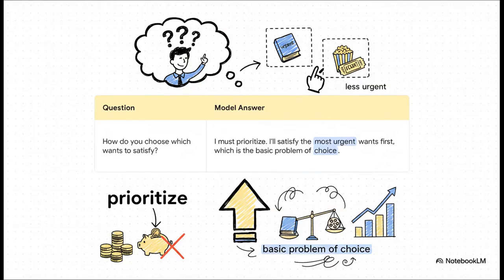All right, exam time. Let's do a quick practice round. A super common question you might get is something like this: How will you choose the wants to be satisfied with limited resources? So what's the perfect answer? Well, it's all about one word: prioritize. You'd say something like, with limited resources, I have to make a choice. I'll buy what's most urgent first, like the textbook for my exam. Then if there's anything left, maybe I'll think about something less important, like watching a movie. See, that's the basic problem of choice right there. A perfect full marks answer.